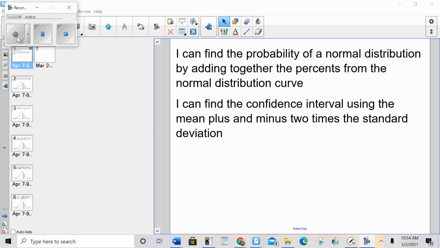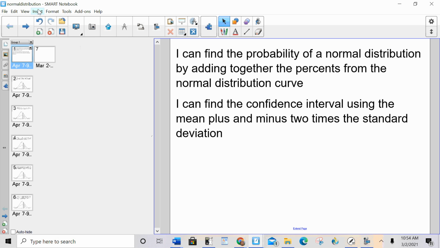Hello everybody. Today I can find the probability of a normal distribution by adding together the percents from the normal distribution curve. There's also kind of a second aim to today's lesson that we're going to talk about. I can find the confidence interval using the mean plus and minus 2 times the standard deviation.